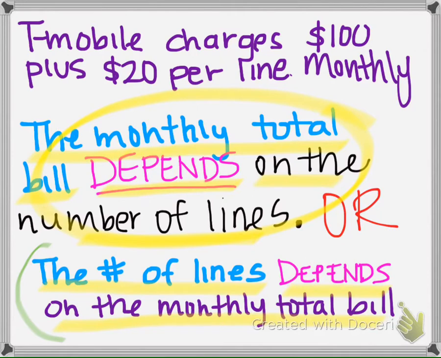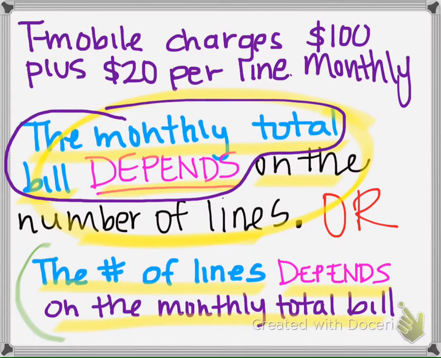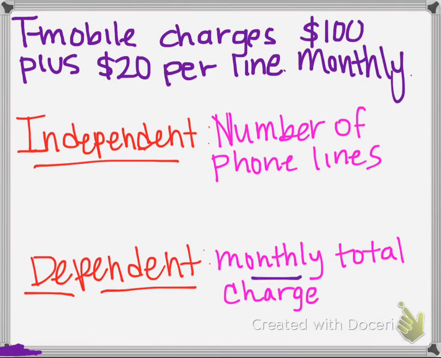So therefore, we would have that the monthly total bill is the dependent. The monthly total charge, what your bill amount is, is your dependent, and the number of phone lines is your independent one. This is the one that we have more control over. If we only have one line, we're going to pay less than if we have 5 lines. So we can control how many lines we have, and then how many lines we have is our independent.